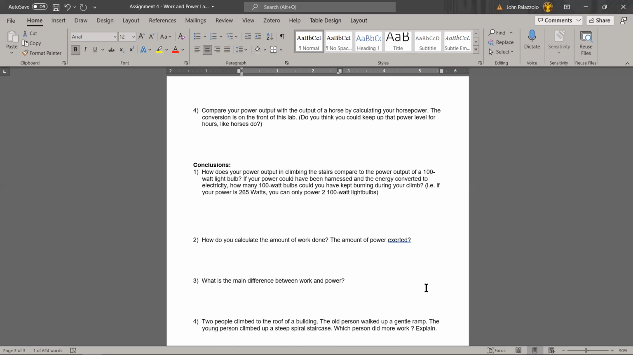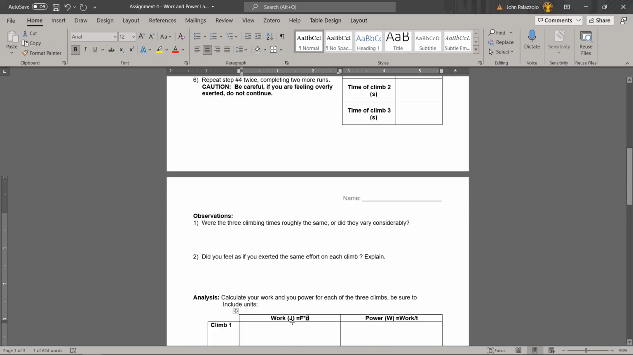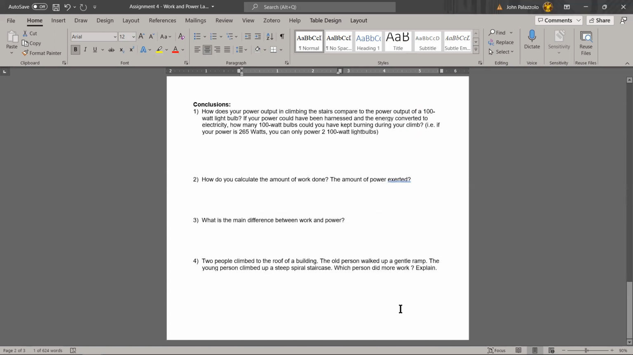How do you calculate the amount of work done, the amount of power exerted? Well, I gave it to you, but I want you to describe these equations in words. What is the main difference between work and power? Look at your description of them. Look at the equations of them. What is different?